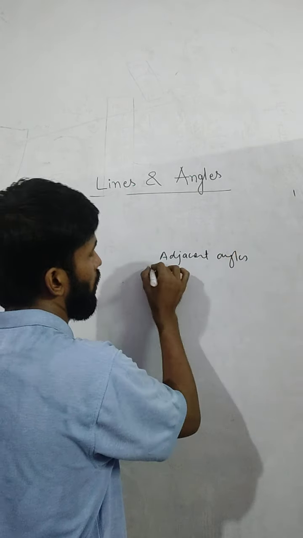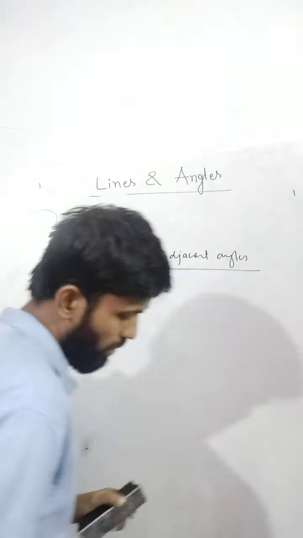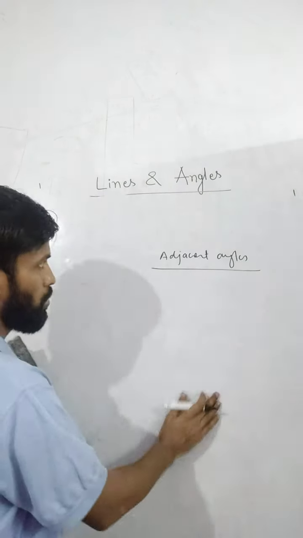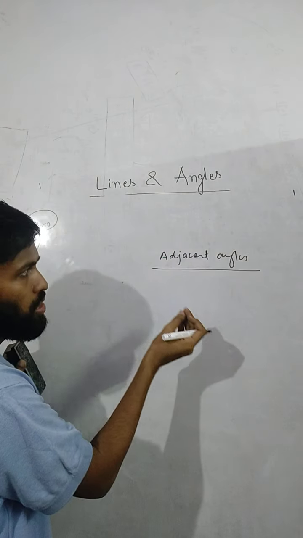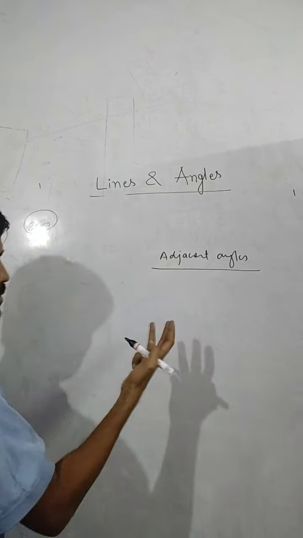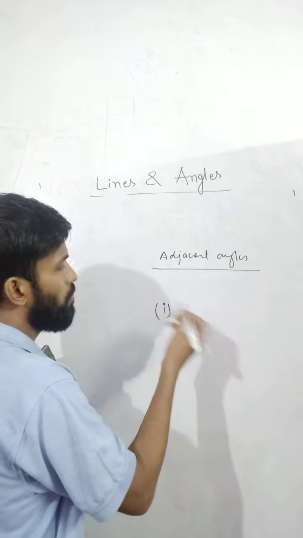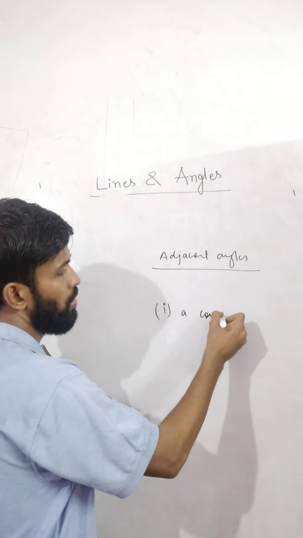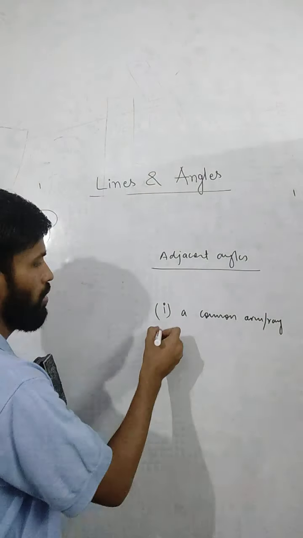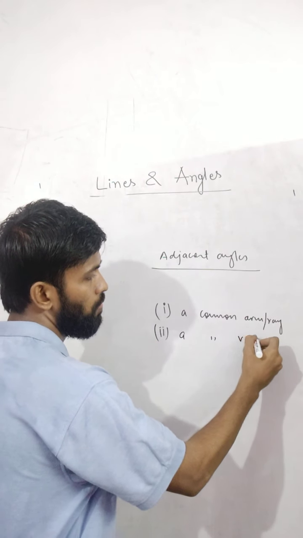Adjacent angles. Now, what are adjacent angles? Two angles are said to be adjacent to each other when there are three important conditions. Listen carefully. The first one says if they have a common arm, or you can say ray. If they have a common arm. The next condition is if they have a common vertex.